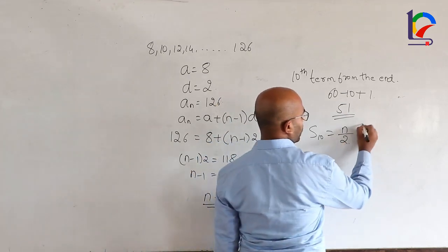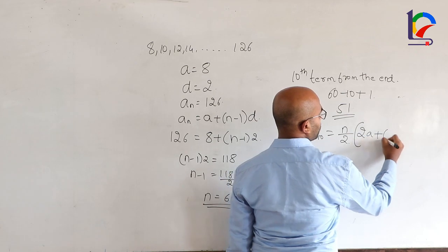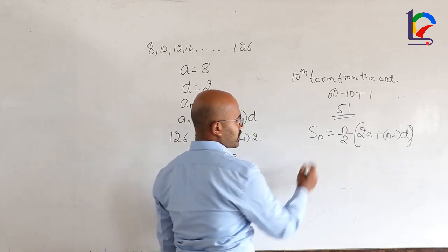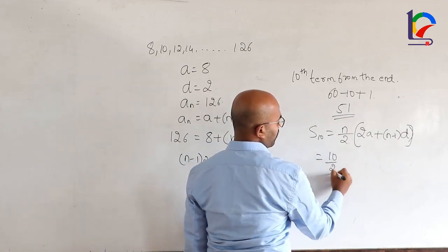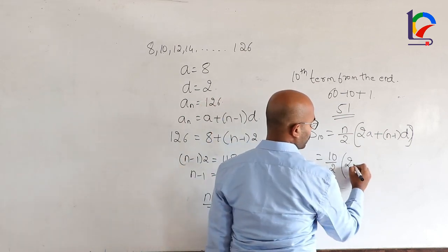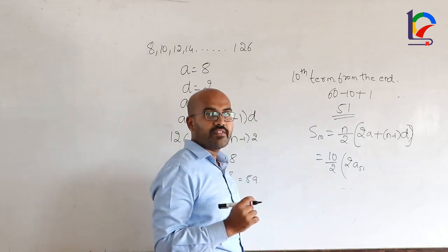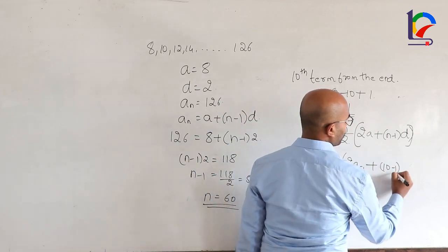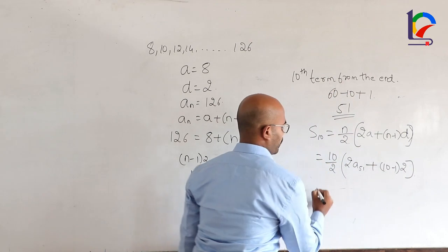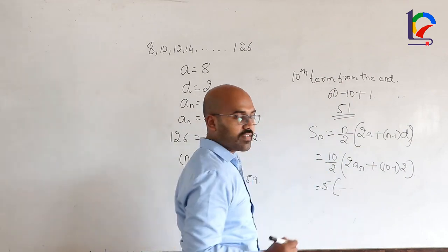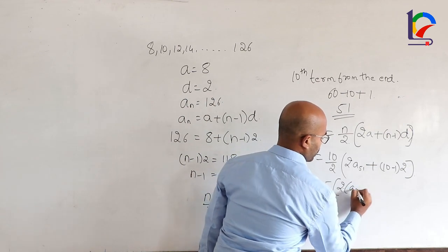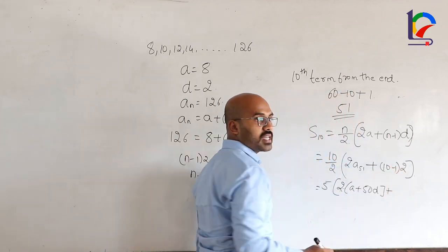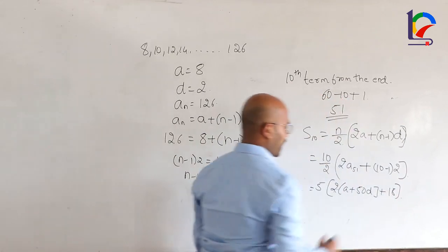The equation for this is n by 2, 2a plus n minus 1 into d. So what is n? It is 10 by 2. What is the value of a? It is a51. And n minus 1 is 10 minus 1, into d. D is 2. So it is 5 into, and a51 can be written as a plus 50d, plus 10 minus 1 is 9, 9 into 2 is 18.